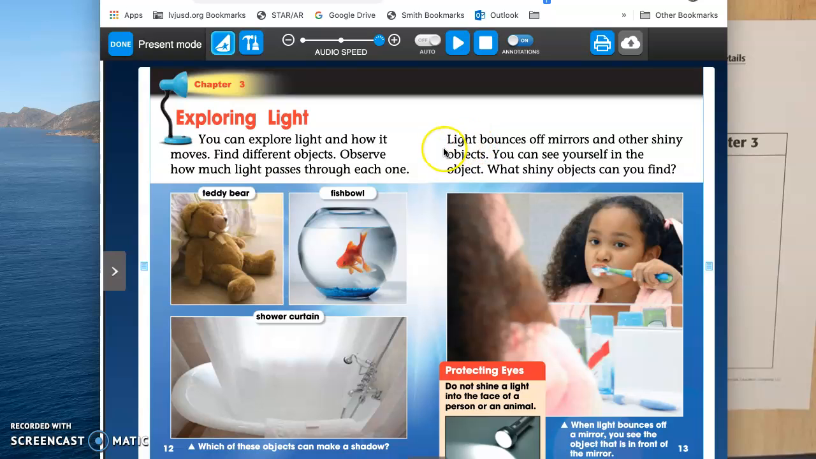Light bounces off mirrors and other shiny objects. You can see yourself in the object. What shiny objects can you find? Protecting eyes. Do not shine a light into the face of a person or an animal. When light bounces off a mirror, you see the object that is in front of the mirror.